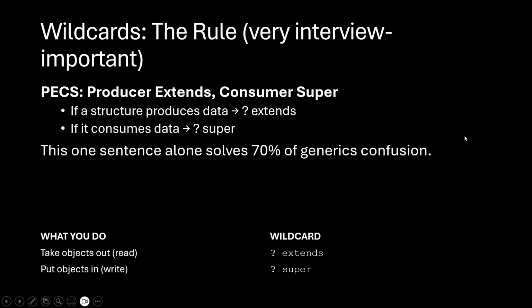So wildcards, the rule that you need to know, and this is interview important. We have a PECS acronym: producer extends, consumer super. So if a structure produces data, it extends. If it consumes data, then you use the super keyword. And this one sentence alone can solve 70% of generics confusion. So just remember the PECS. And you can look at this table here for further explanation.